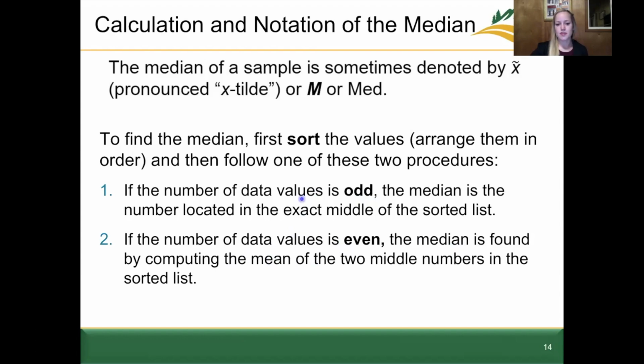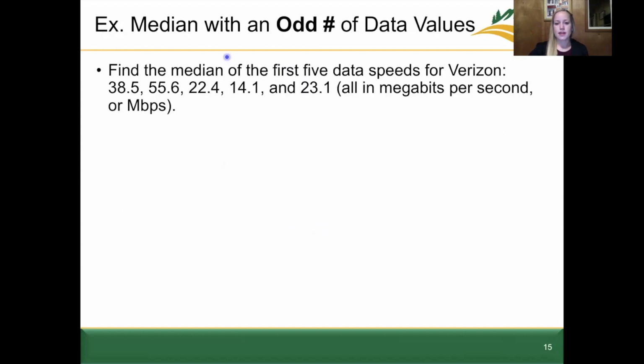And we'll do an example of both odd and even. Okay, so here's an example dealing with an odd number of data values. Find the median of the first 5 data speeds here. So 38.5, 55.6, 22.4, 14.1, and 23.1 megabits per second. So here we have 1, 2, 3, 4, 5 data values in this data set.